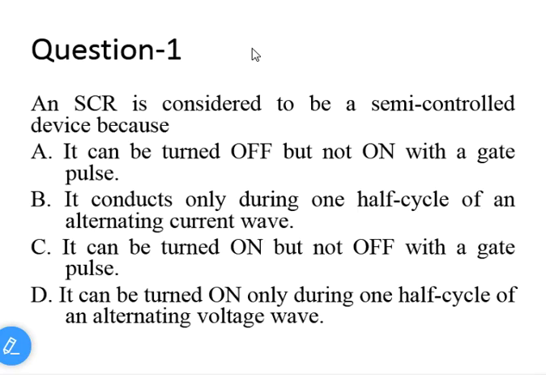An SCR is considered to be a semi-controlled device because, there are four options. Let us look into the options. Option A: it can be turned off but not on with a gate pulse. Option B: it conducts only during one half cycle of an alternating current wave. C: it can be turned on but not off with a gate pulse. D: it can be turned on only during one half cycle of an alternating voltage wave. As discussed earlier, with the gate you can turn on the SCR but not turn off the SCR, okay, but not off with a gate pulse. Therefore, C is the answer.